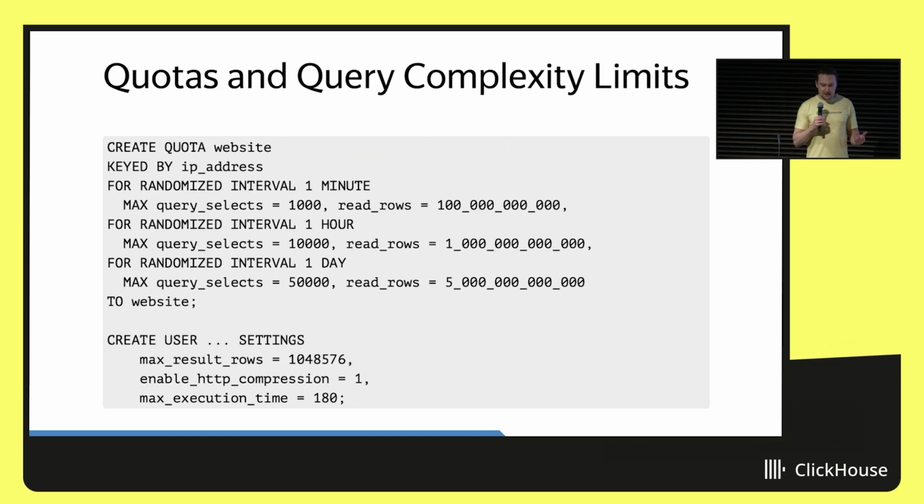Quotas. I also don't want my service to be overloaded by a single user. So I created quotas by IP address, and for every IP address, I count the number of queries, the number of records that are being read. And if you use the service too much, it will just refuse. It will say, OK, please wait 1 hour, and you will be able to continue. And it gives just a bit of DOS protection.